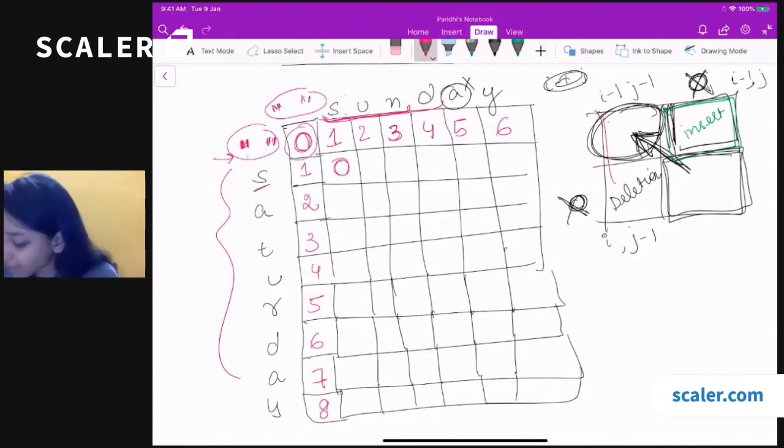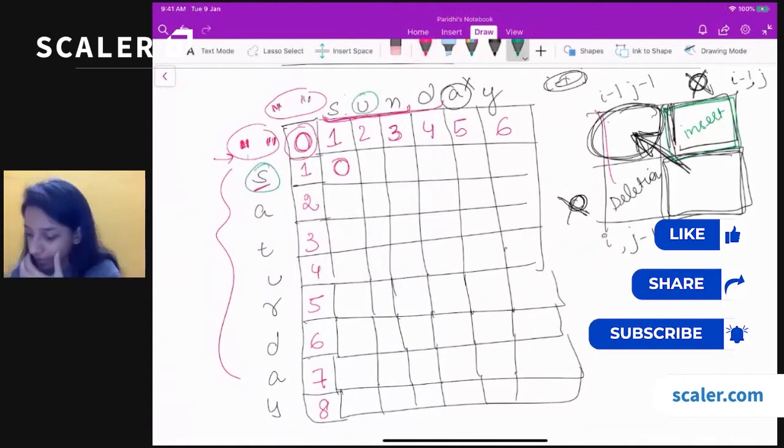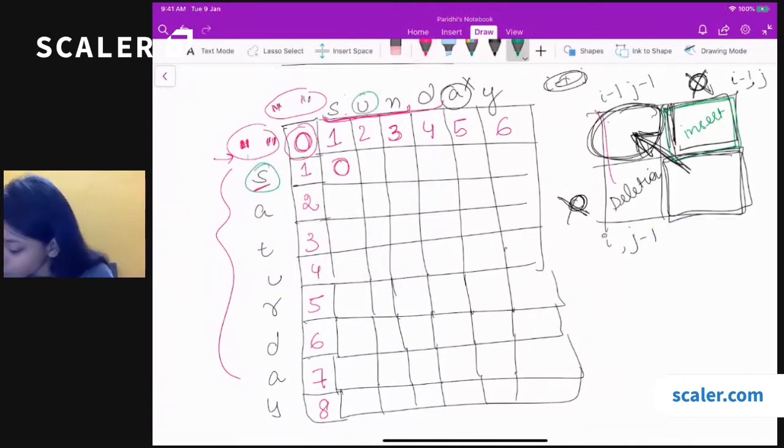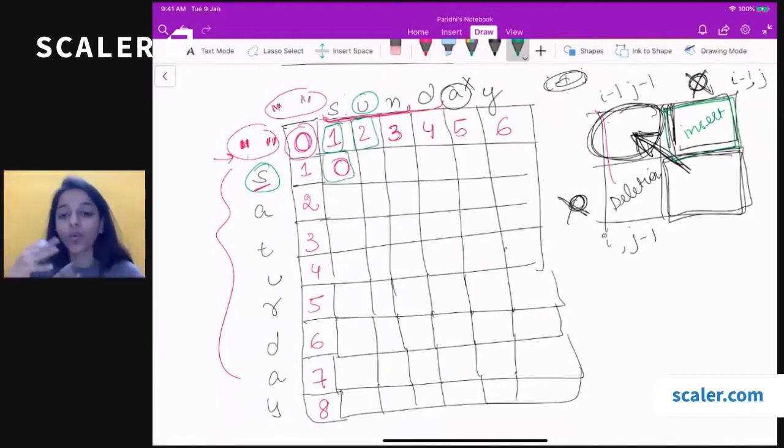Now we go to this S and U. They don't match. Whatever is minimum at this location, this location, or this location, we will take it and add 1 to the cost, because now we are considering these elements as well.